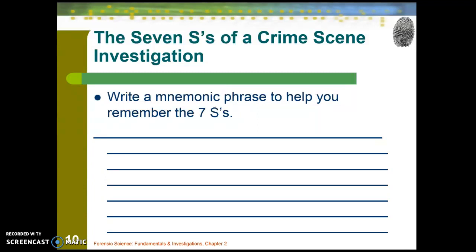This slide number 10 is just looking for you to create a mnemonic phrase to help you remember the 7 S's. A mnemonic phrase is something very similar to when we were doing metric conversions in physical science and we said kangaroos hopping down mountains drinking chocolate milk so that you could remember what order the metric system comes in. That's just all a mnemonic device is. You don't necessarily need to do that unless it would help you.